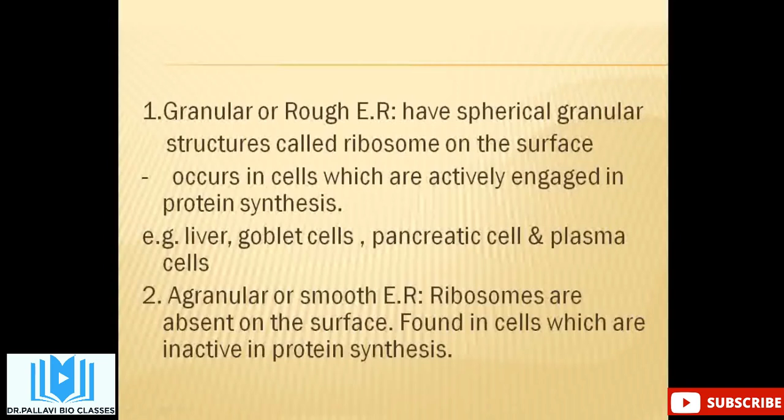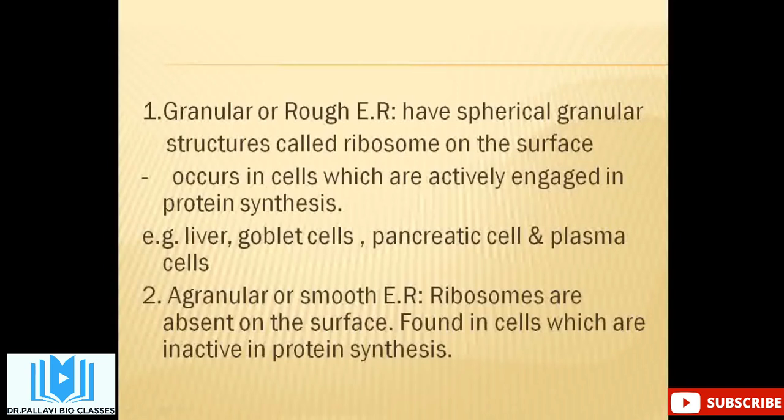Wherever the cells are actively secreting proteins, or the cells which need to be involved in the protein synthesis process, in those types of cells the endoplasmic reticulum possesses ribosomes on it, and therefore it appears granular or rough, and is so called granular or rough endoplasmic reticulum. Examples of this type are liver cells, goblet cells, pancreatic cells and plasma cells.